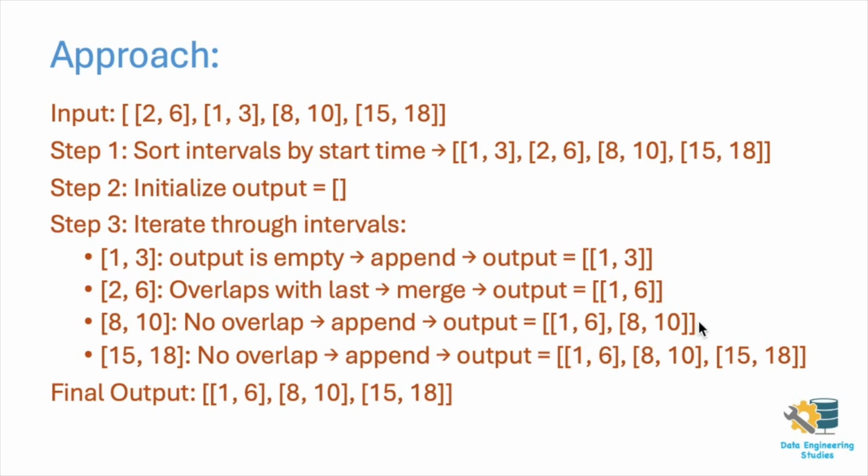The next interval is 15, 18. We will compare 15, 18 with our output. The end time is 10 and the start time is 15, so it is not overlapping. Hence, we will do an append. Our output will be 1, 6, 8, 10 and 15, 18. We have iterated all the intervals, so we will return the final output. I hope the approach is clear.